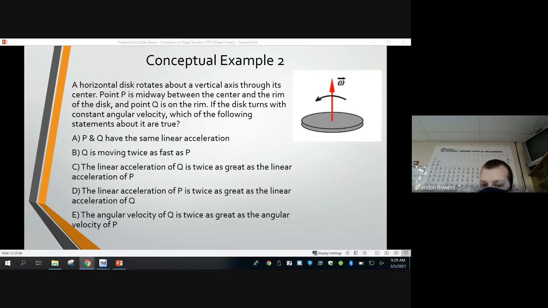I'm just confused now. No, I thought Taylor was right. The answer would be B. That's what Q, if Q is on the rim and P is right here, Q is going to be moving twice as fast. What's the difference?